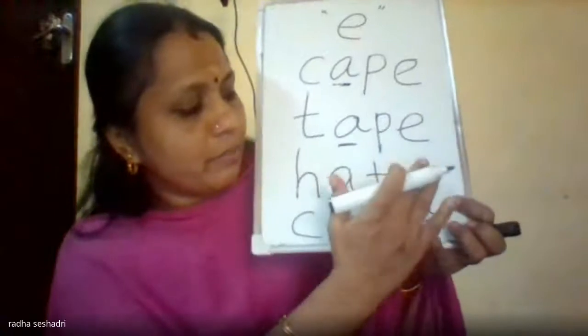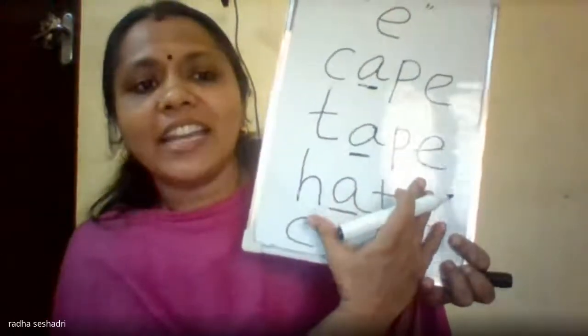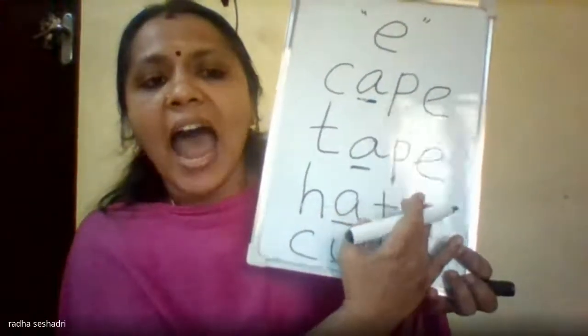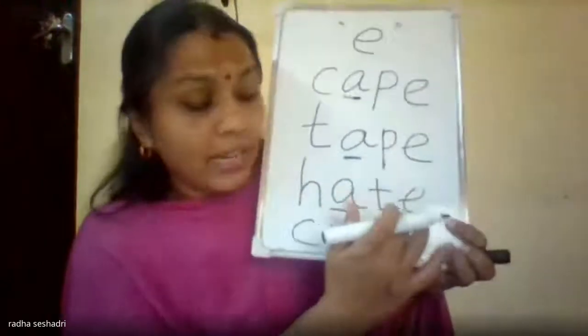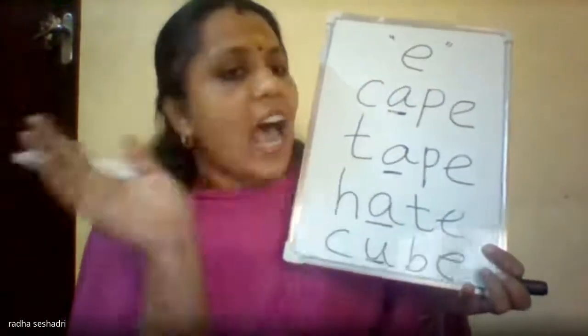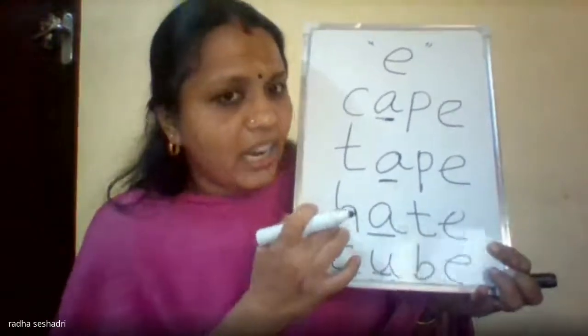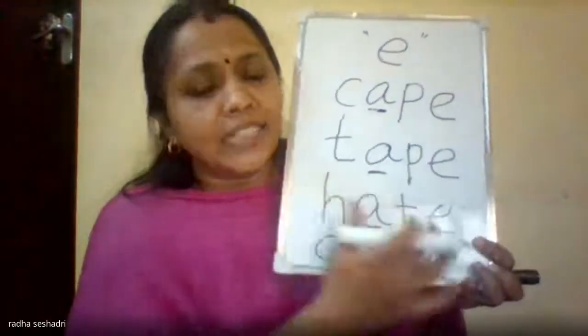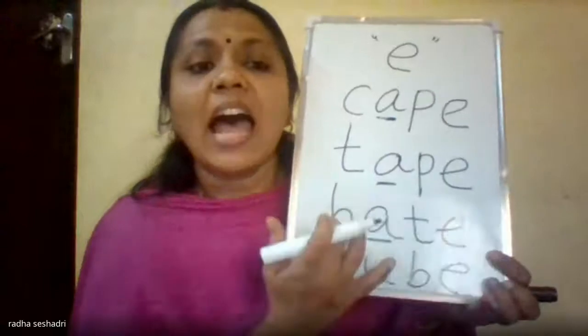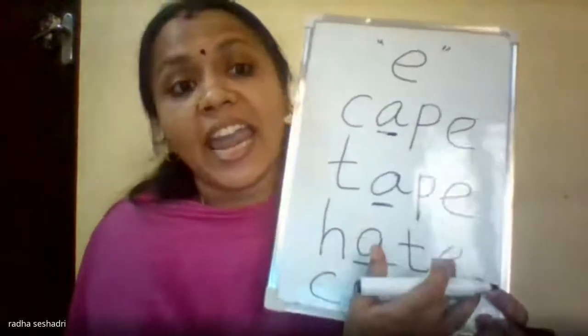Next one. Before adding E, I will say ha, a, t, hat. But after adding the magic E, I will not say the sound of A, I will say A itself. So, ha, a, t, hate. I will read it as hate.